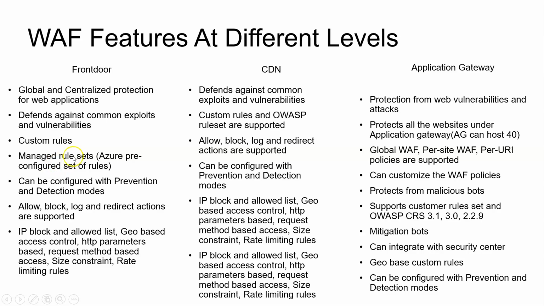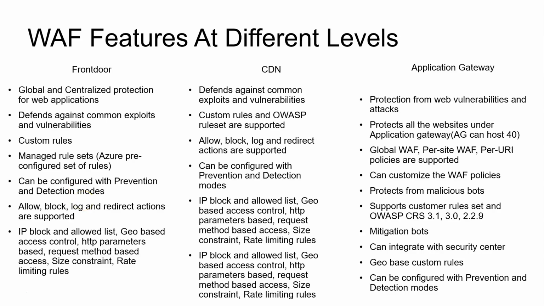Then you can manage the rule set. You can also use the managed rule sets, which are defined by Azure, a pre-configured set of rules that you can adopt, and you can just simply enable that without writing it again. The same thing can be done under the CDN and application gateway. It can be configured with prevention and detection mode. There are two different modes. Like you want to just completely prevent, that means you don't want to allow that, or you want to only detect and log that particular thing, then you can also enable the detection mode. The same thing under the CDN.